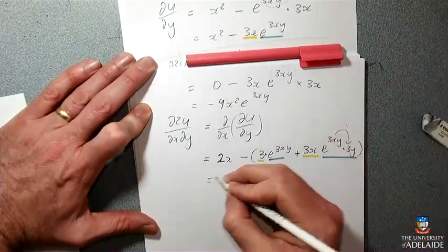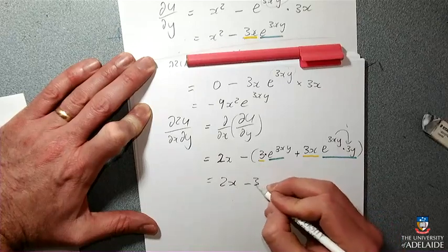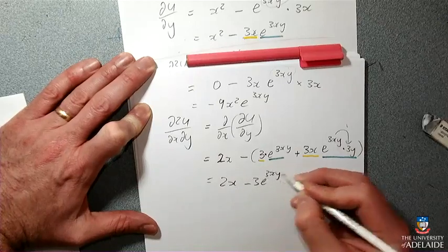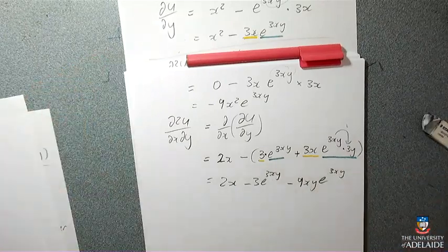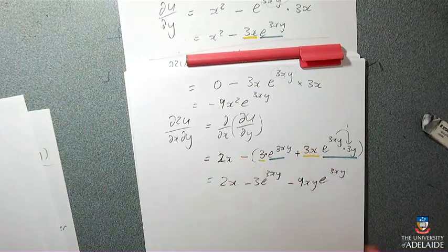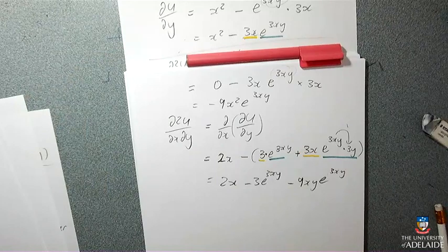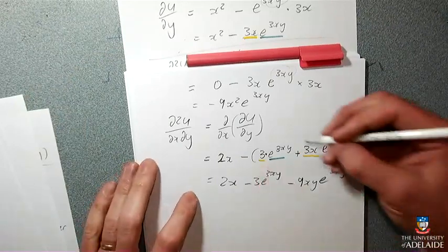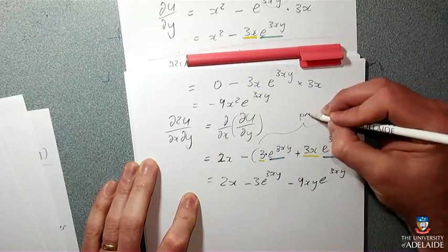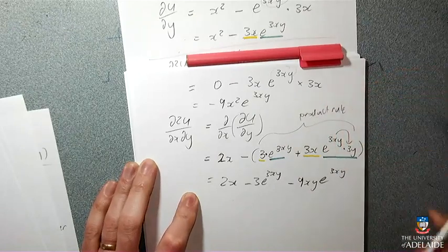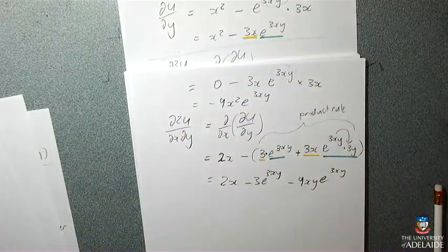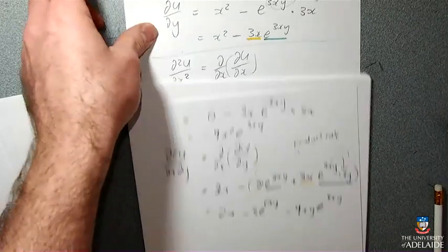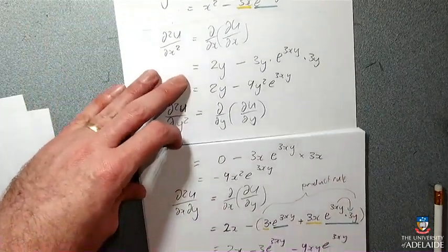And so I get 2x minus 3 e to the 3xy minus 9xy e to the 3xy. I just pulled this minus into both of them at the same time. So yes, this came from the product rule. Is that okay? Cool. Sometimes I've just done it wrong, so it's good for you to ask me. And so that's all three, technically four. That's all of the second partial derivatives of this thing, which all look like that.